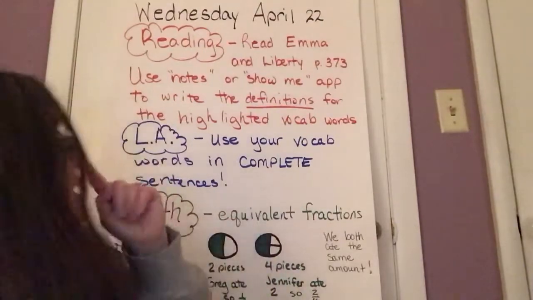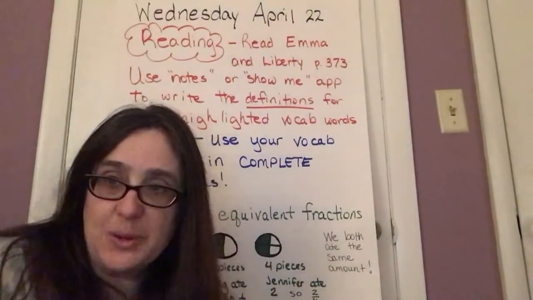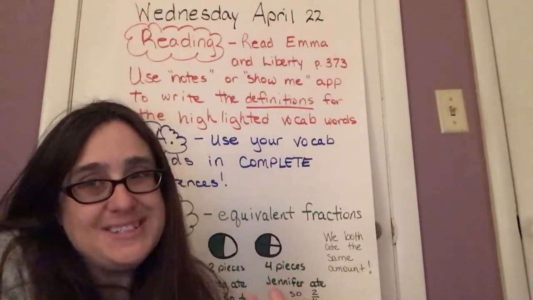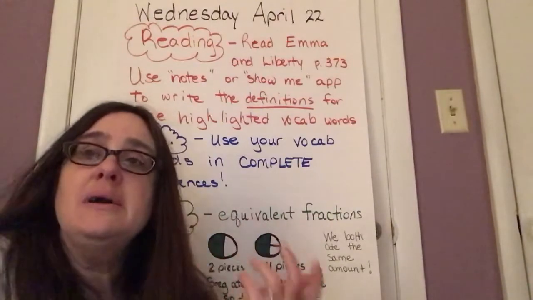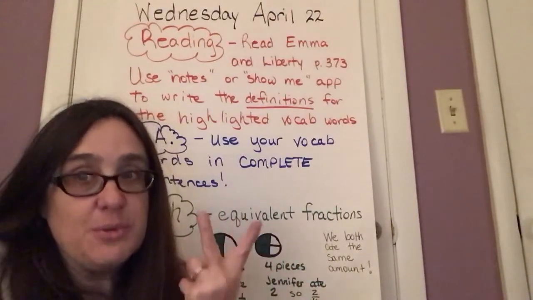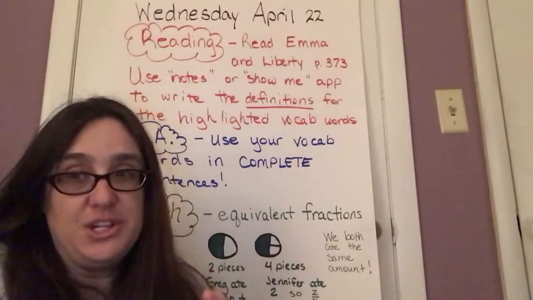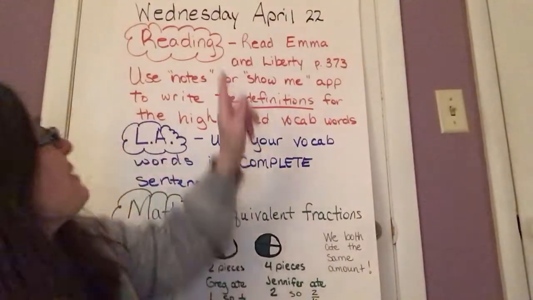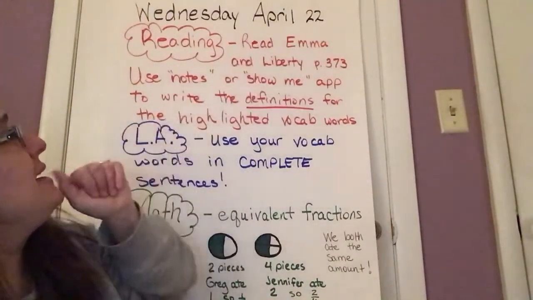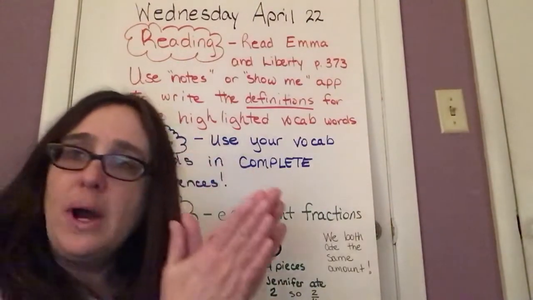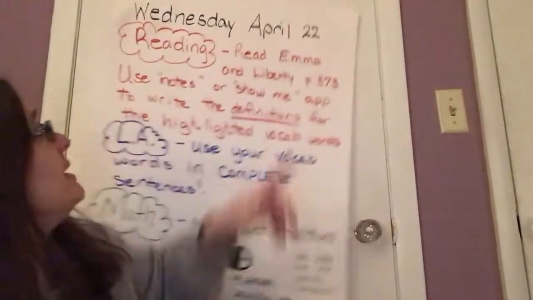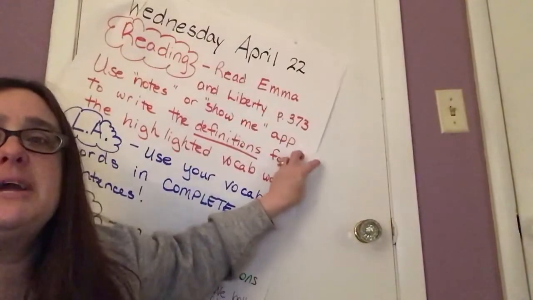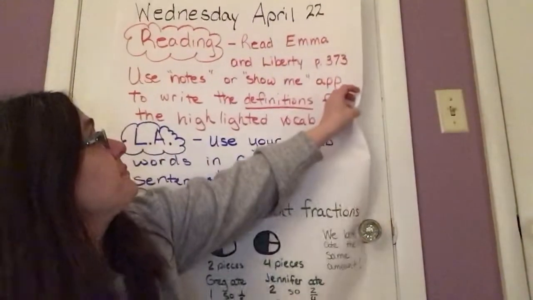For reading today, yesterday you were supposed to read the story. I don't have any proof that you did that, but I'm hoping that you do. If you did forget, make sure you get that story read at least 2 times before you take your AR quiz on Friday, okay? Today you're going to read Emma and Liberty, which is just a 1-page story in the book. It's on page 373.